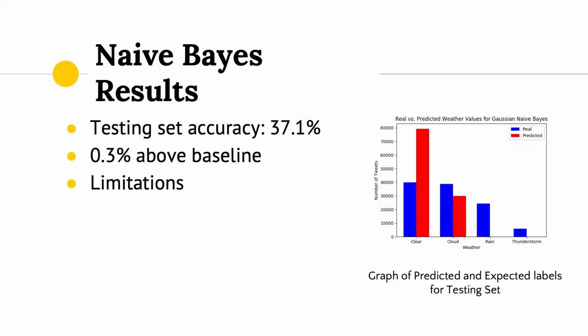So now we have the results from the Bayes algorithm. As you can see, we got a testing accuracy of 37.1%. This is 0.3% above our baseline test, so not that much more efficient. And also, as you can see from this graph, although the algorithm did guess clear and clouds properly for the most part, it could not establish a correlation between rain and thunderstorm weather types.